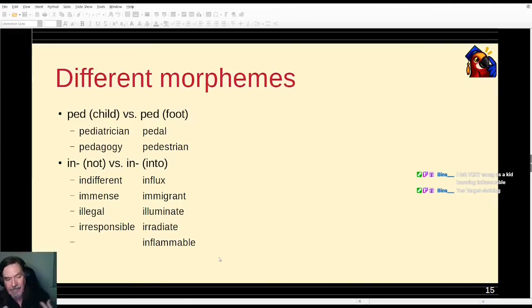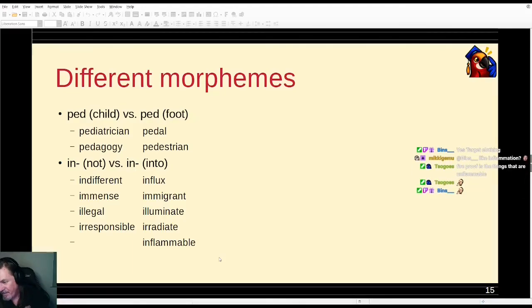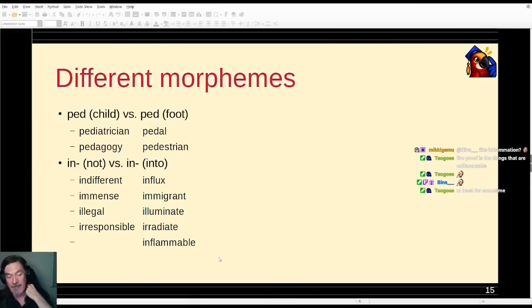So etymologically, like inflammation, yes, perfectly. Yeah. Except nobody uses unflammable, right?